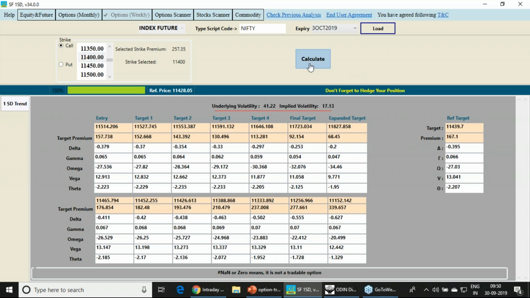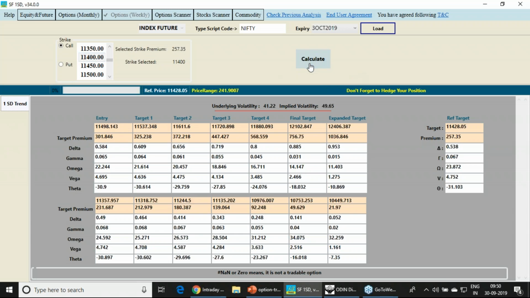So calculate this. Weekly options are available only with Nifty and Bank Nifty. No other symbol has weekly options. But here is one great thing you can get. Just see the IVs, the implied volatility.